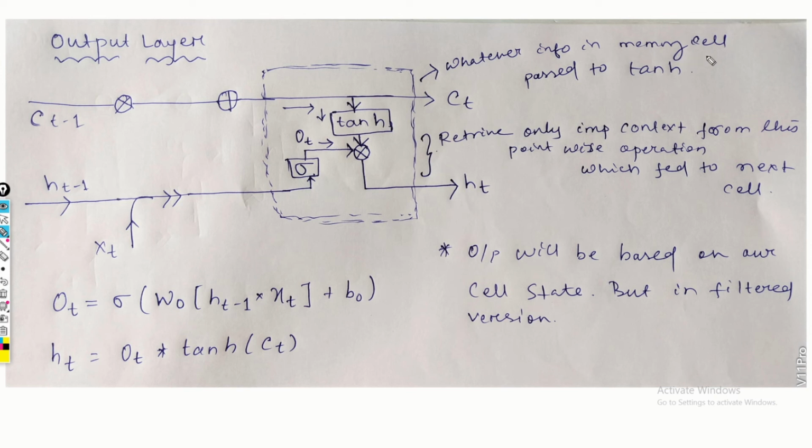Whatever info is in the memory cell is passed to tanh. Just like in the previous layer we discussed updating the cell state, whatever output is coming from the cell state, we just pass through the tanh because we need the output information. After remembering or forgetting any information, that memory storage we have to pass through the tanh. It will go this way and come in this particular direction. Just remember the direction.